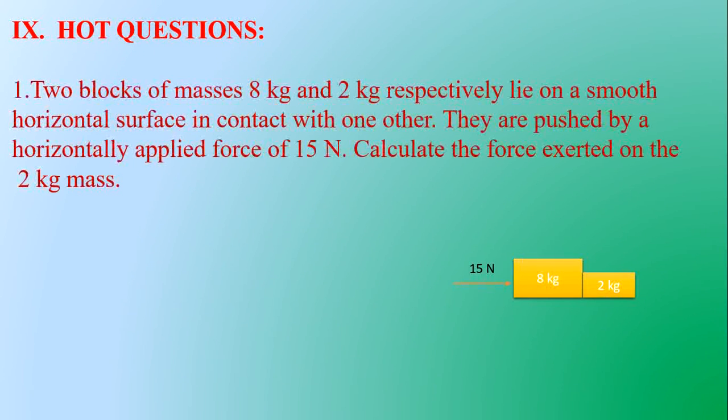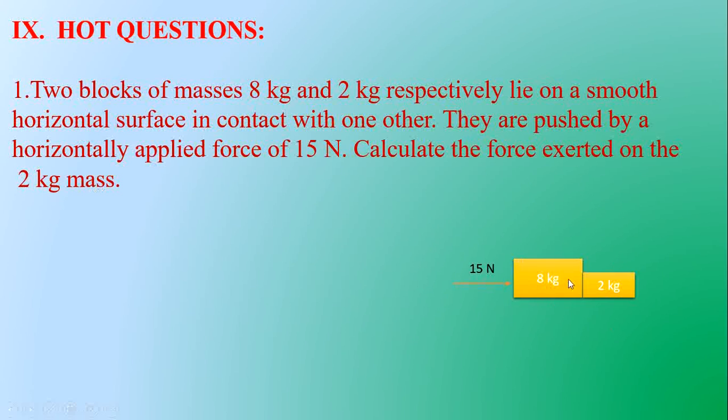Question number 1. Two blocks of masses 8 kg and 2 kg respectively lie on a smooth horizontal surface in contact with one another. They are pushed by a horizontally applied force of 15 Newton. Calculate the force exerted on the 2 kg mass.